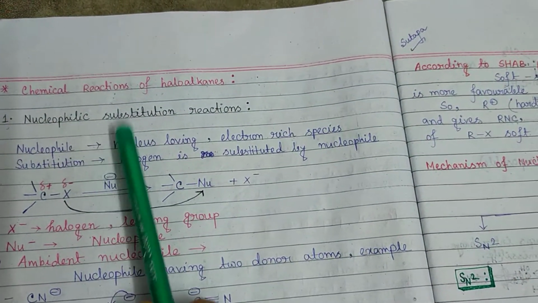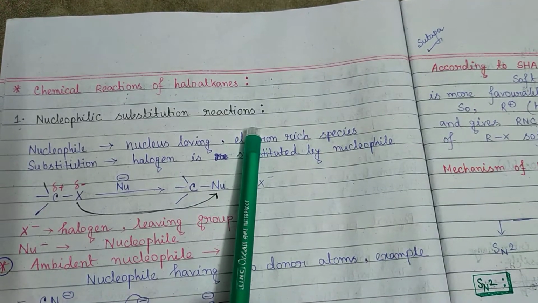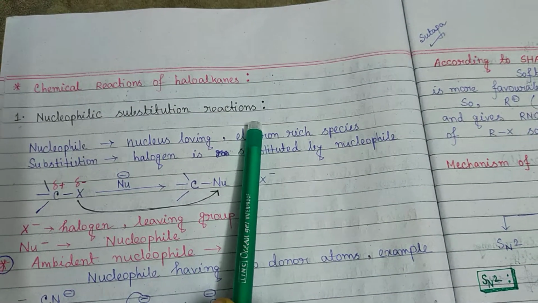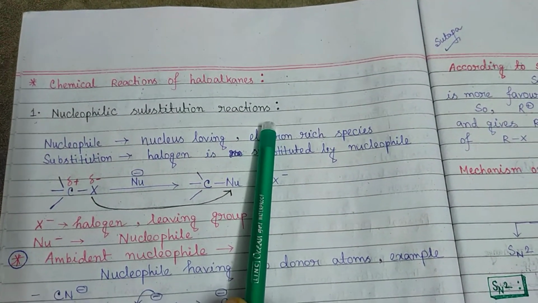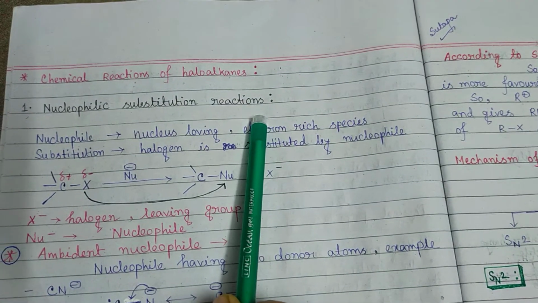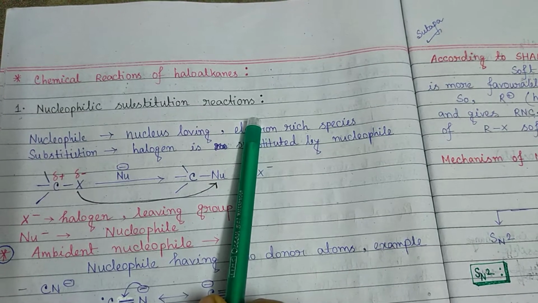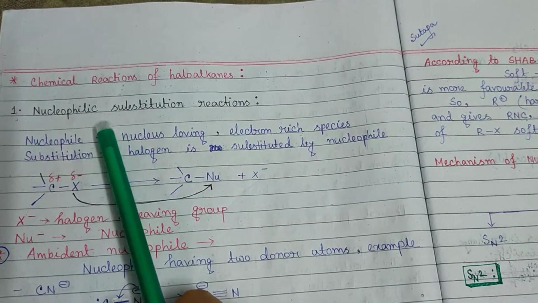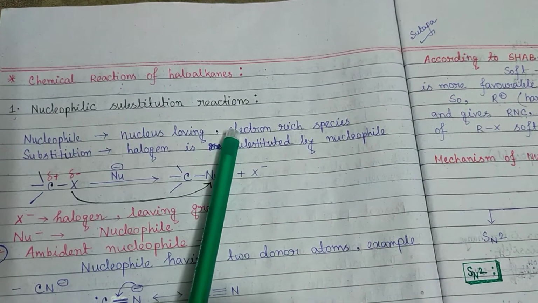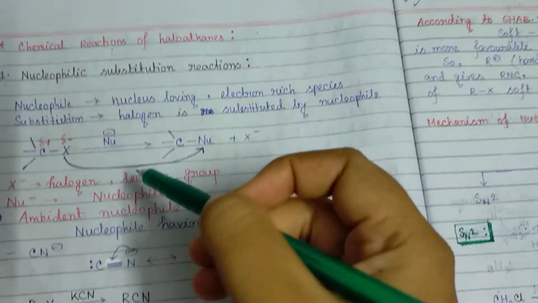The first one is nucleophilic substitution reaction. The second one is elimination reaction, and the third one is reaction with metals. Between these three, we will discuss the nucleophilic substitution reaction at first. Let us see what is a nucleophile.